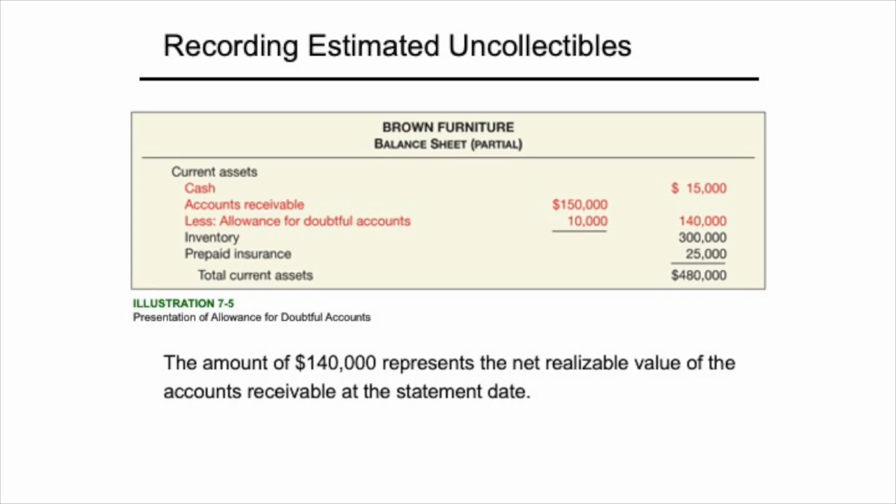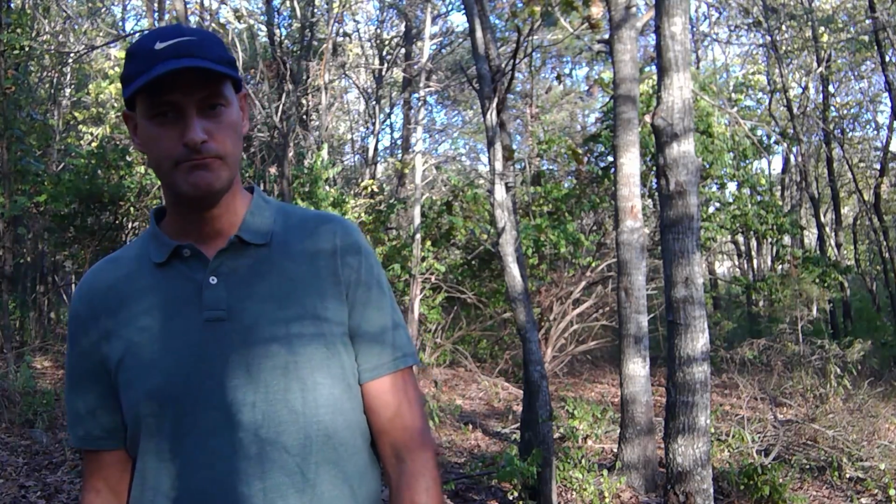It's a contra account, so it reduces the amount of the accounts receivable reported for the period. The gross amount of receivables was $150,000. The allowance was $10,000. So our net receivables was $140,000, and that is what will be reported as receivables in the financial statements for the end of the year for the company.